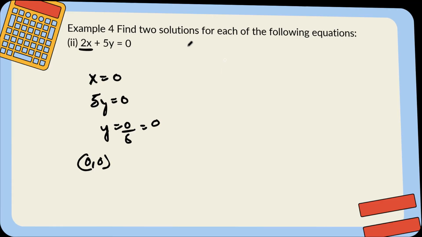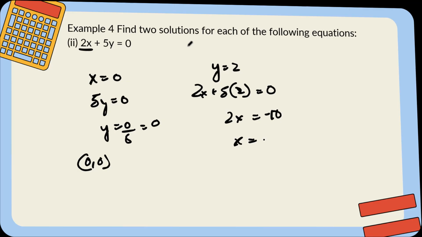Now let's try to put 1 or 2 or any of those numbers. Okay, so we'll put y is equal to 2. So if I put y is equal to 2, I have 5 into 2. That'll become 10, right? And I have 2x. So 10 will go to the other side. What will happen? It will become minus 10. So 2x is equal to minus 10. X is equal to minus 10 by 2. Your answer will become minus 5. Now we'll put, I think that's enough, right? We already got 2 points.